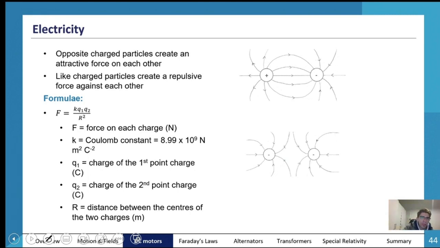Second of all, let's talk about kq1q2 divided by r squared. In this case, we are referring to the fact that if we're looking at a proton and an electron revolves around a proton, we can use this formula to find the electric force which is being applied on the electron by the proton, and obviously the force that the electron applies on the proton.